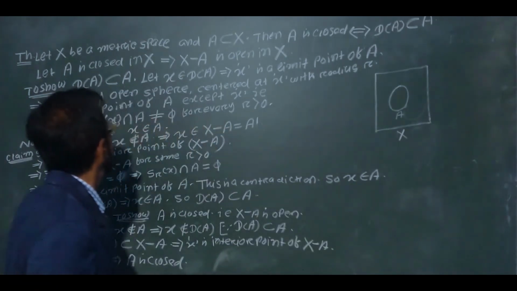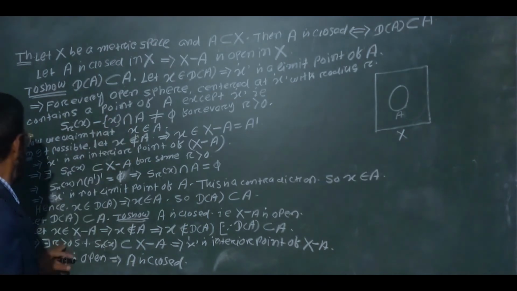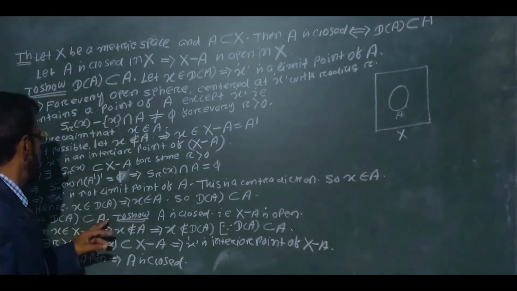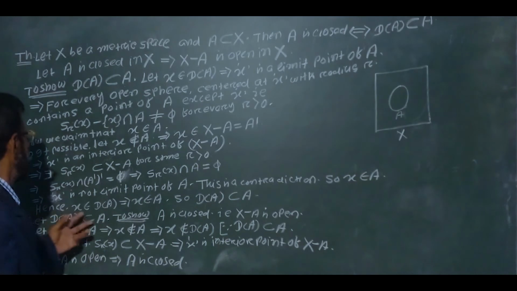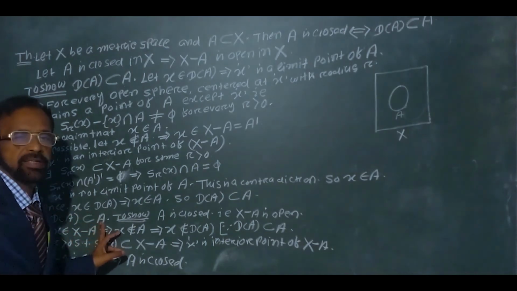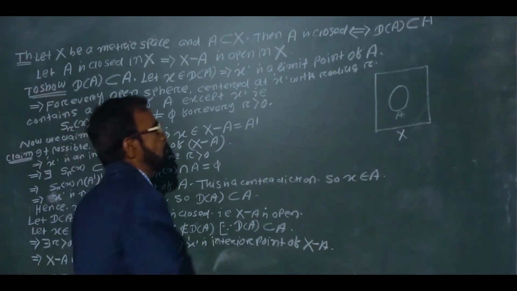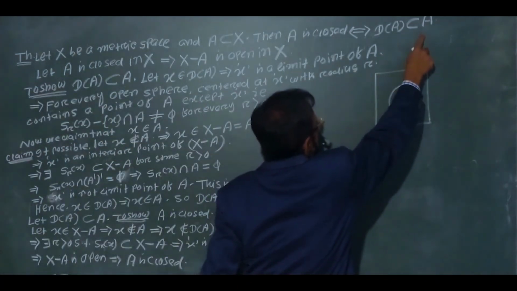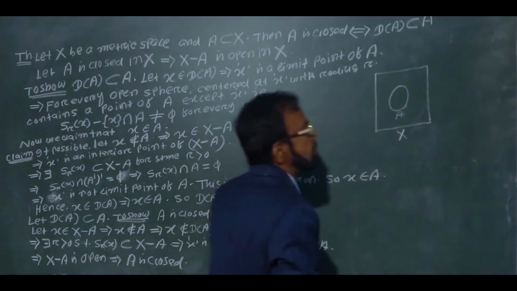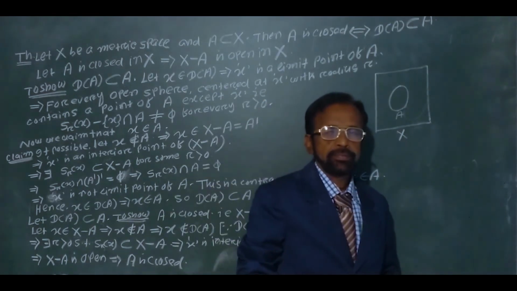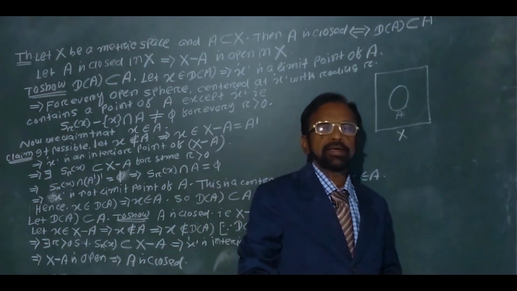Since we took an arbitrary element x in dA, x belongs to dA implies x belongs to A, which implies dA is a subset of A. That means A contains all its limit points. Let us conversely suppose that dA is a subset of A. That means A contains all its limit points. We have to show that A is closed.